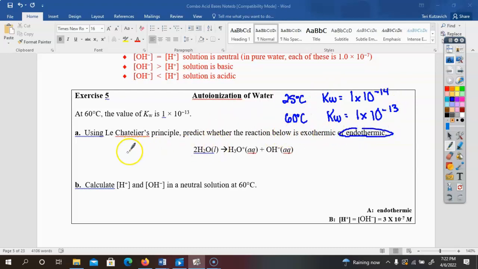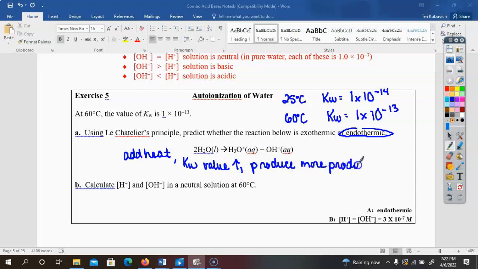How do we know that? Because when we add heat, our Kw value increases, which means we're producing more products. So the reaction has to be going to the right. Equilibrium shifts to the right. So that means it has to be endothermic. Because remember, when it's endothermic, heat is written as a reactant. So they're adding more heat, which is pushing the reaction to the right.